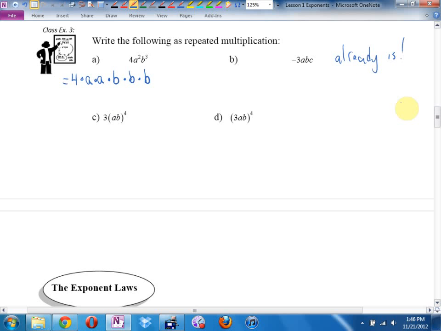What about question C? 3 times what? Yeah, you could go times AB times AB times AB times AB, or you could have gone this way. You could have said it's 3 times A times A times A times A times B times B times B times B. Right? What we're really saying is there's a single 3, there's 4 A's, there's 4 B's. Which one's correct, Mr. Dewick? Which one's right? They both are.